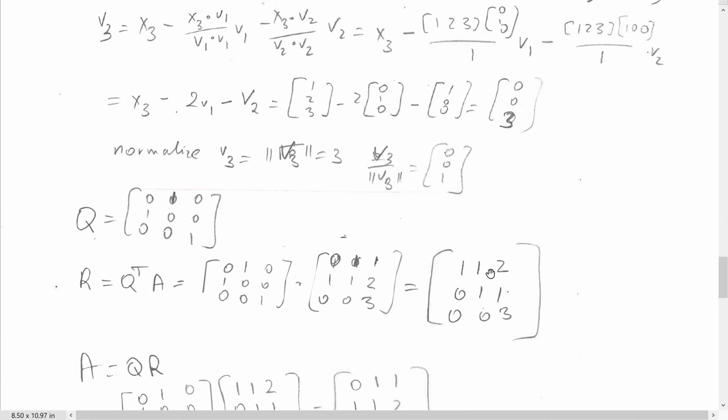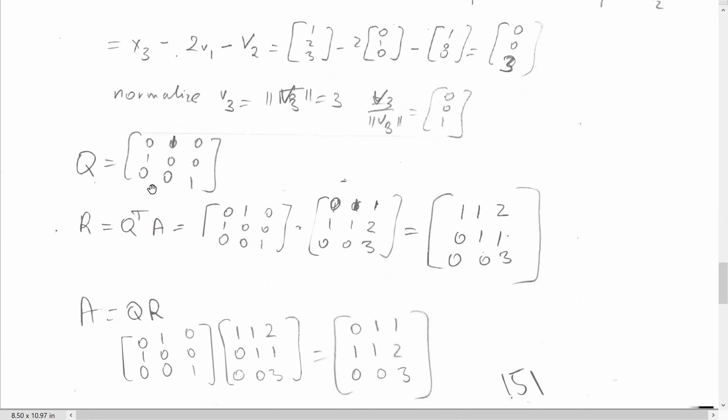And then this entry number 2 would be the first row times the third column, which would be 0 plus 2 plus 0, which is 2. And perform the matrix multiplication, so you would get this matrix R. So then we obtain this Q and R factorization. And indeed, you can notice that R is always upper triangular. Q can be square, but does not need to be square. It depends on the original matrix.